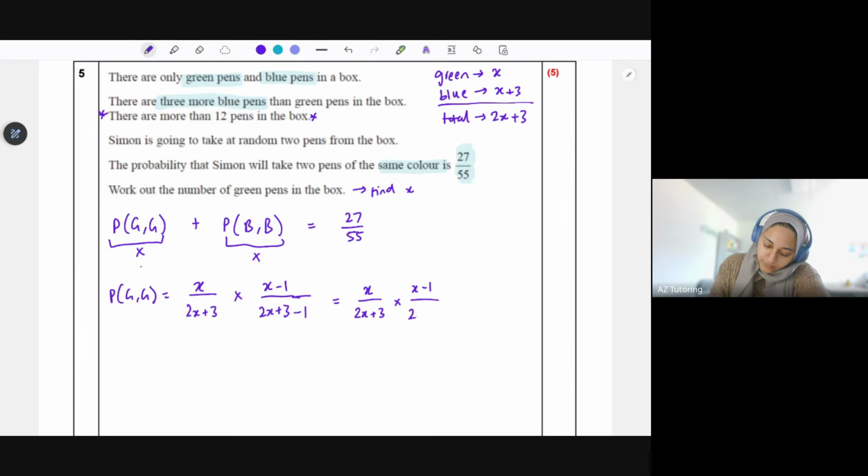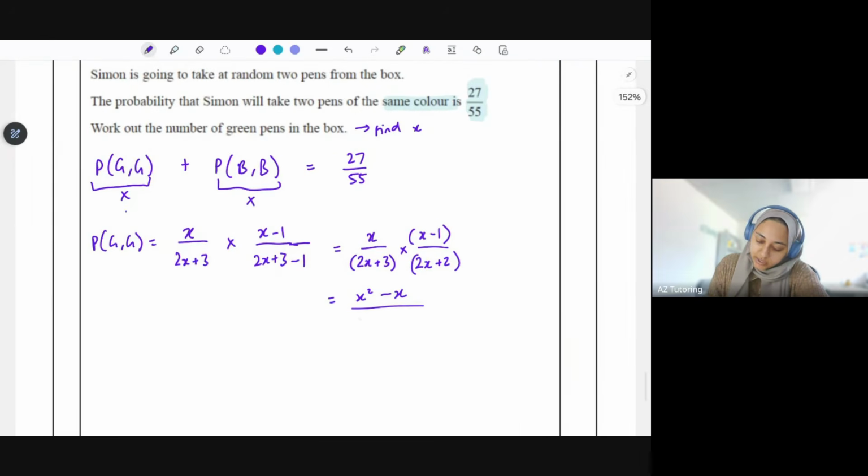minus 1 gives us 2x plus 2. Timesing that out, I'm going to put brackets around here. You can use a grid method to expand or just your normal FOIL. X times x is x squared, x times minus 1 is minus x, over 2x times 2x is 4x squared, 2x times 2 is 4x, and we've got 3 times 2x, which is 6x. So 4x add 6x is 10x. Just double check that. 4x add 6x. Yeah, okay. And then 3 times 2 is just 6. If we can't simplify that, we'll leave that as is. So we've got the probability of it being green, green over here.